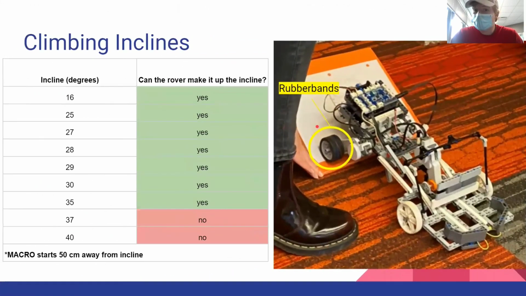Another really beneficial and interesting piece of our macro is its ability to climb up inclines. We created this mock test of a macro driving up a binder, and with its great traction in the front wheels, with its front wheel drive and the rubber bands over the wheels, the macro is able to climb up inclines no greater than 35 degrees.